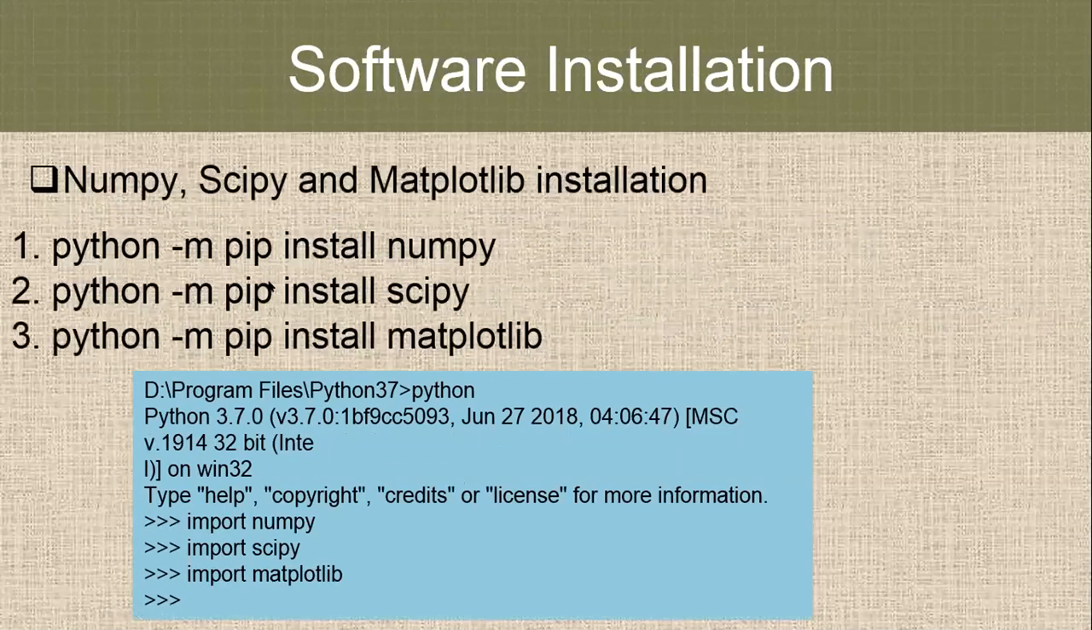Install NumPy, SciPy, and Matplotlib using the commands python -m pip install numpy, python -m pip install scipy, and python -m pip install matplotlib. Check whether those packages are properly installed by invoking Python and typing import numpy, import scipy, import matplotlib. If they are properly installed, it will not give you any error messages. If not properly installed, it will show error messages like library not found.